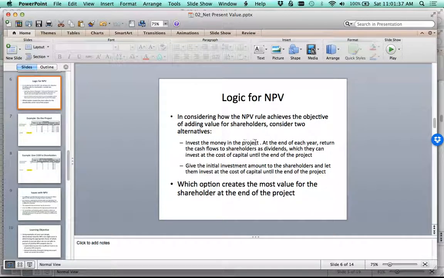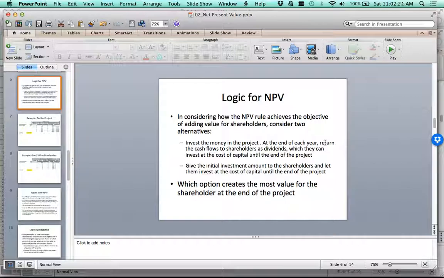So if we invest the money in the project and it has multiple cash flows, let's just assume that at the end of each year, we're going to give those cash flows as dividends from the project back to the investors. So they're not going to get the original $1,000 that we had in there. Instead, they're going to wait and get the cash flows at the end of year 1, 2, 3, 4, and 5. And they're going to take those cash flows as they get them and reinvest them in some other investment that earns 10%, and hold them in that investment until the end of this project.